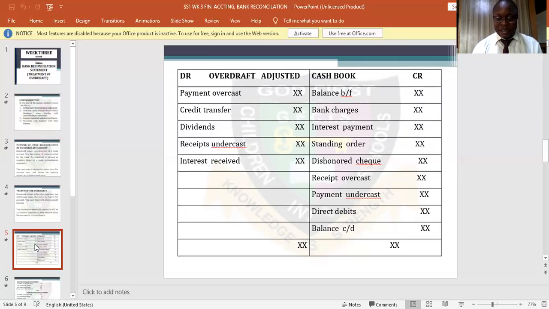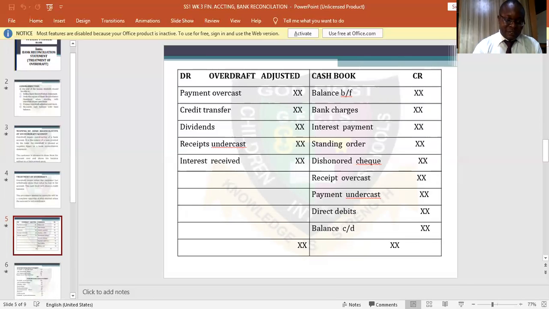So the standing order is possible for the account holder to give an instruction to a company, maybe an insurance company, to pay on your behalf into your account. So we also have receipt of account, we have payment of account, then we have direct debit. Then by the time we subtract it from the balance of the debit side, we have balance carried down. So that is the layout. That layout is the same thing as the format.